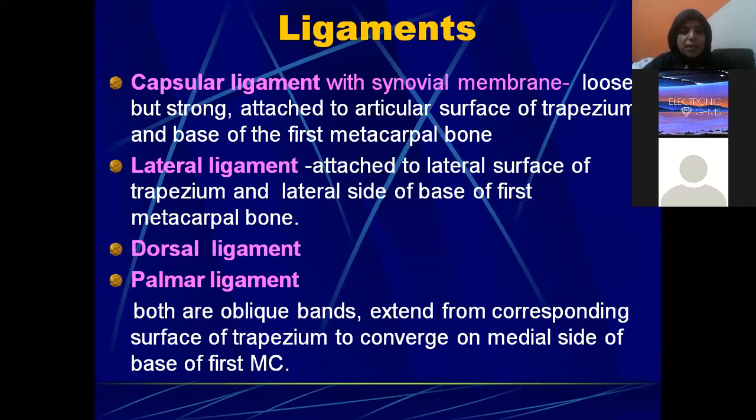The lateral ligament is attached to the lateral surface of the trapezium and the lateral side of the base of the first metacarpal. The dorsal ligament is on the dorsum and the palmar ligament is on the palmar aspect. Both dorsal and palmar are oblique bands. They extend from the trapezium to the medial side of the base of the first metacarpal bone, one from the dorsal aspect and the other from the palmar aspect. Both are converging on the medial side of the base of the first metacarpal bone, like this.